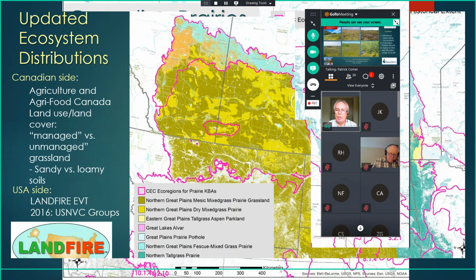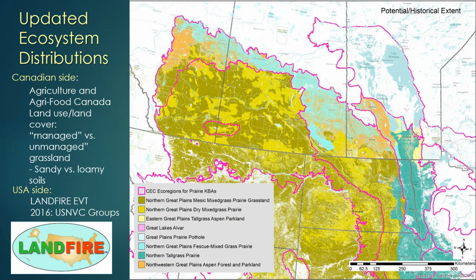But on the US side, we have been updating, refreshing the LANDFIRE vegetation layers, and so we are mapping directly those NVC group concepts so we could distinguish that mesic mixed grass prairie from the dry mixed grass prairie in its current extent within the US portion. But then we needed to really characterize or approximate the historical extent.